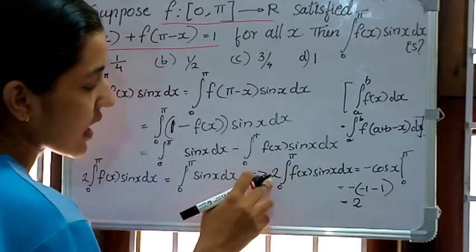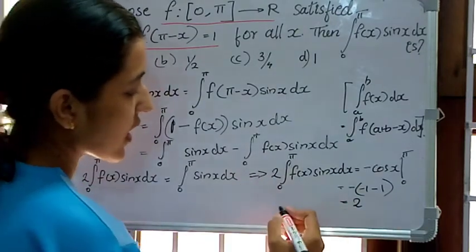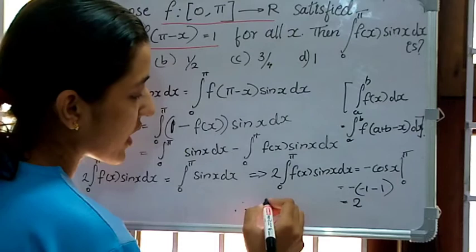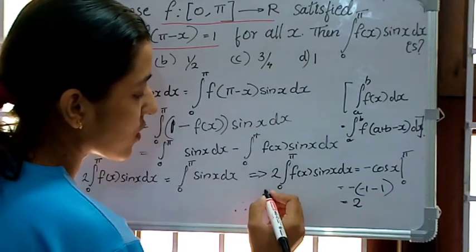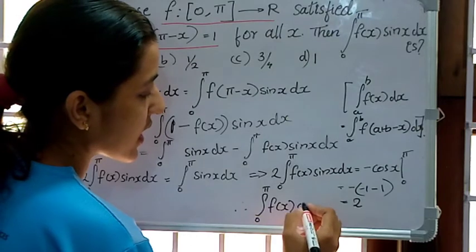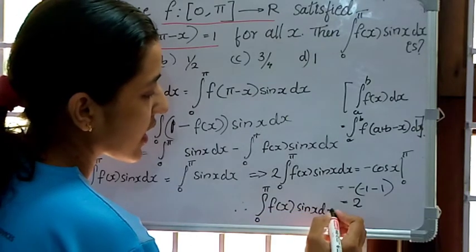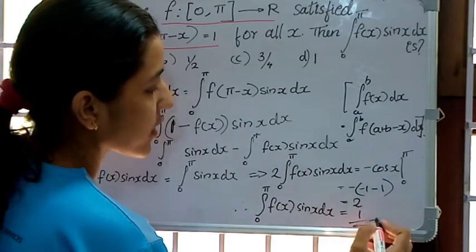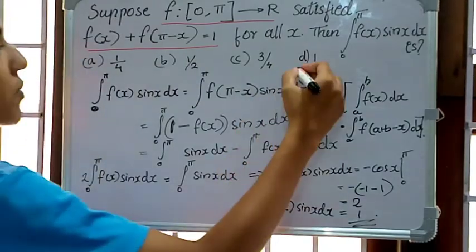Now let's take this 2 value to the right side. Thus we get the value of integral 0 to pi f of x sin x dx equal to 1. So the correct option is option D.